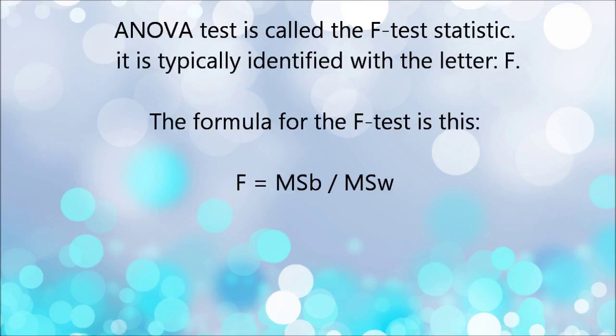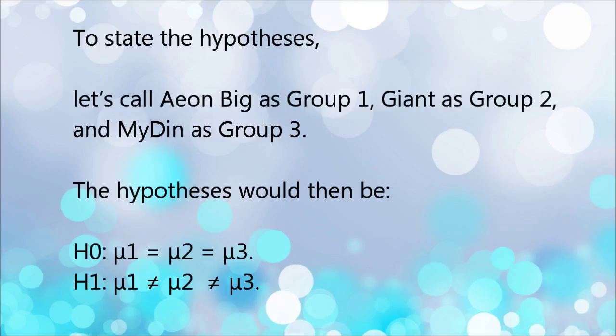ANOVA allows you to test for the differences between means when you have 3 or more groups of data. This ANOVA test is called the F-test statistic, and is typically identified with the letter F. The formula for the F-test is this: F equals mean square between groups, MSB, divided by mean square within groups, MSW. To state the hypotheses, let's call Aeon Big Group 1, Giant Group 2, and Mydin Group 3. The hypotheses would then be, H0: μ1 equals μ2 equals μ3. H1: μ1 not equal to μ2 not equal to μ3.